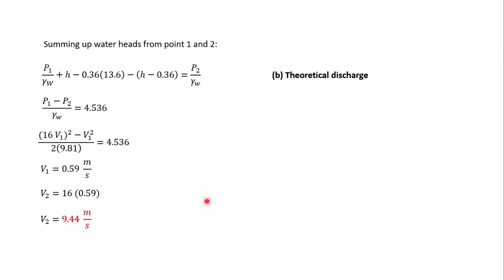Next, let us solve for our theoretical discharge. We use QT is equal to A1 times V1. So our area 1 is pi over 4 times 0.05 squared times 0.59. Plugging it in our calculator, we get 0.00116 cubic meter per second. And this is the answer for our theoretical discharge.